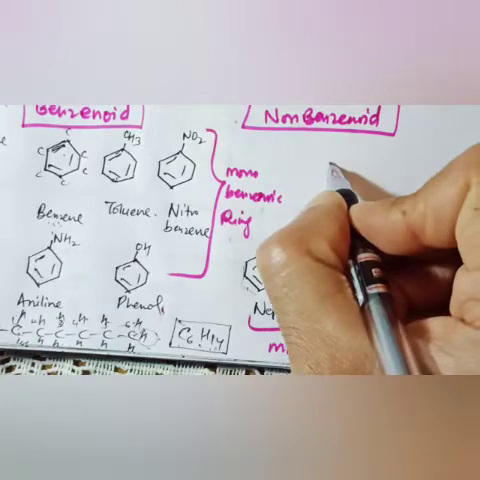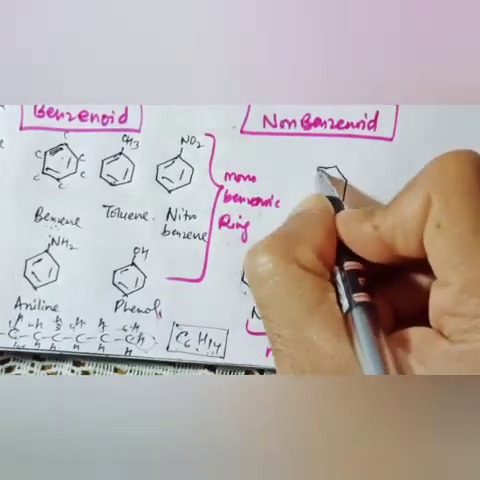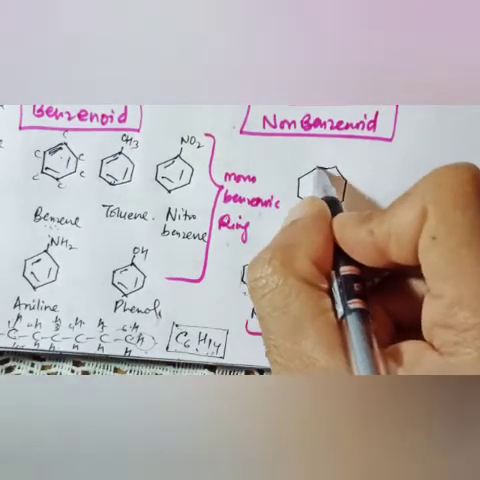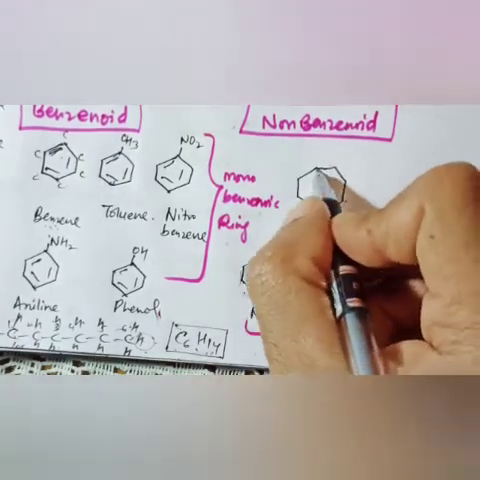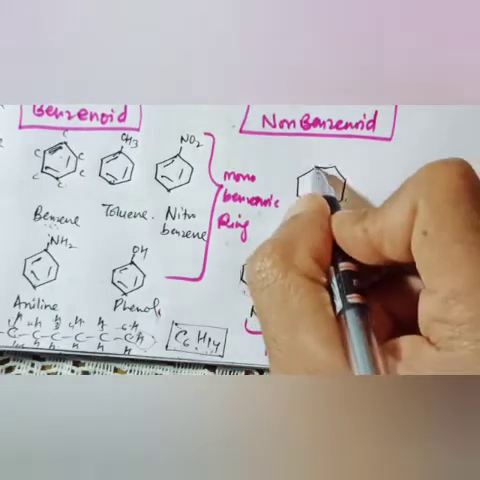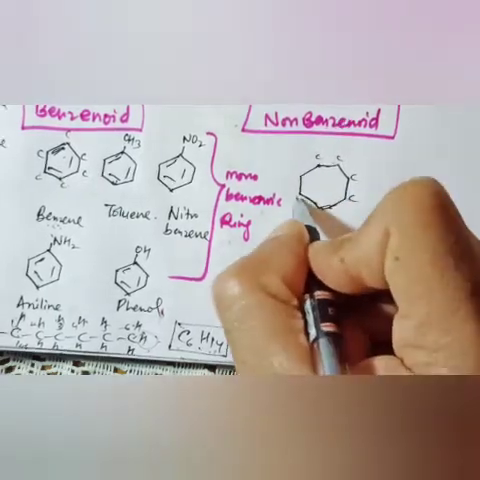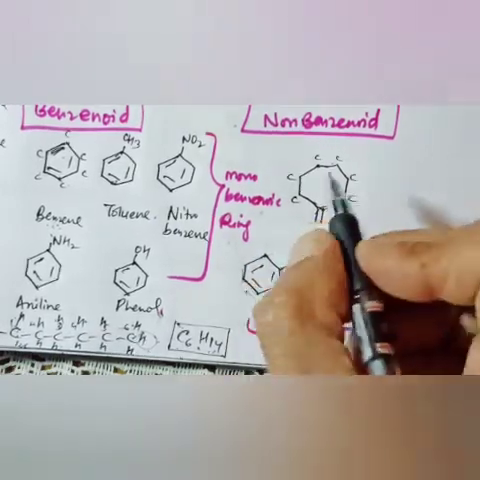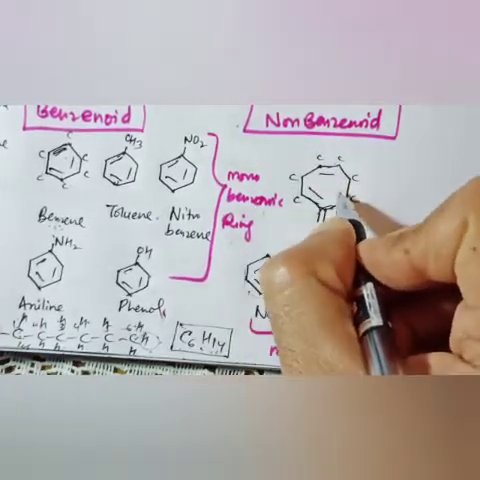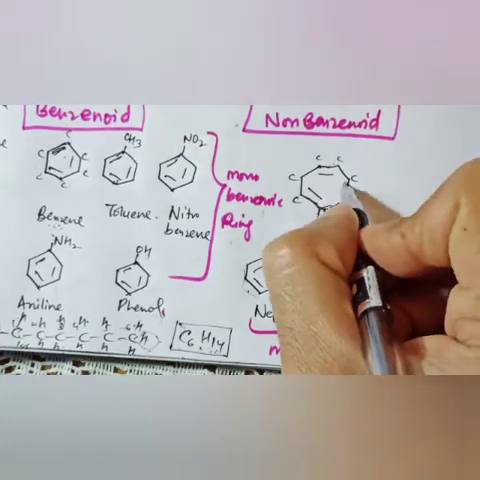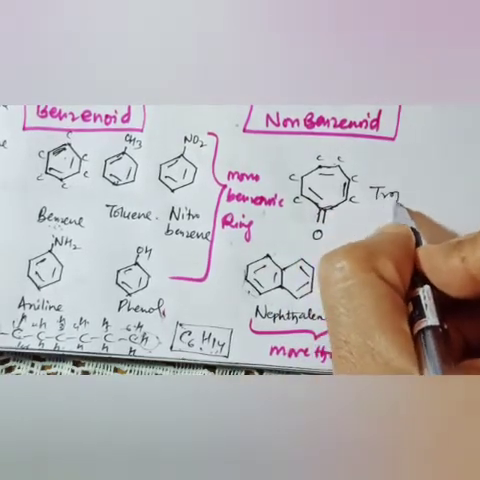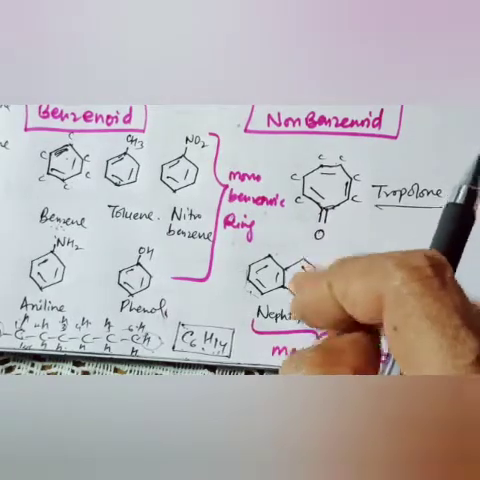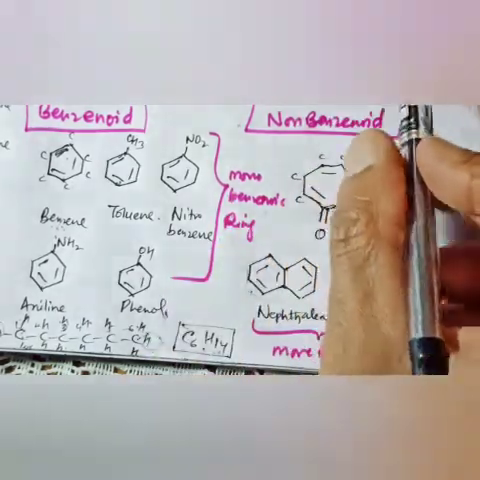Now for non-benzenoid, if I draw a structure having, suppose, 1 carbon, 2 carbon, 3 carbon, 4 carbon, 5 carbon, 6 carbon, and a 7th carbon, with the 7th carbon there is oxygen. When we have such a structure, it is called non-benzenoid, and this is the example of tropolone. Now we will talk about heterocyclic compounds.